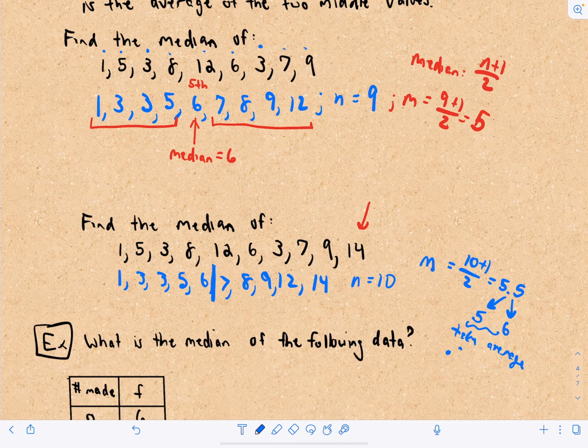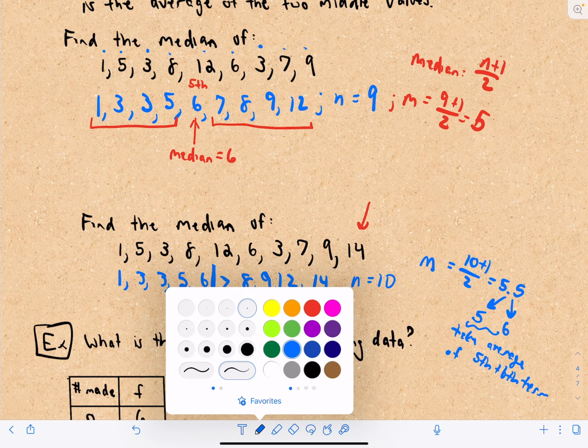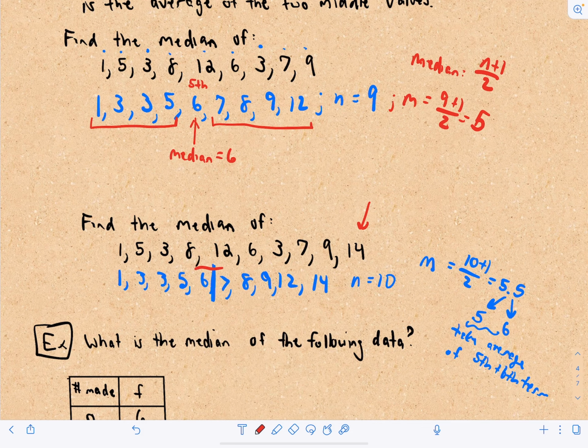So you're going to take the average of the 5th and 6th term, is what that tells us in this case. Well, the terms I'm looking at in this case happen to be 6 and 7. They have to be, one's right after the other. The average in this case will be 6 plus 7 over 2, which is going to be 6.5. That's going to be the median value.